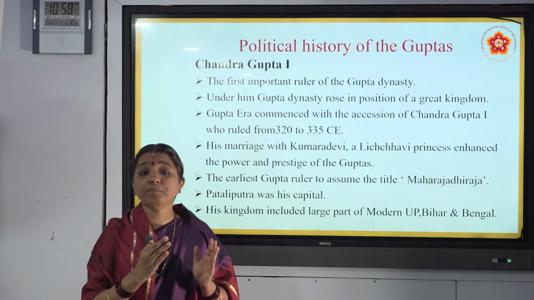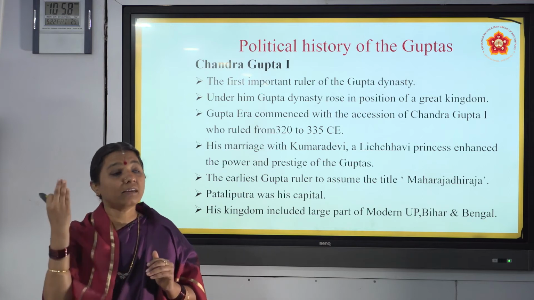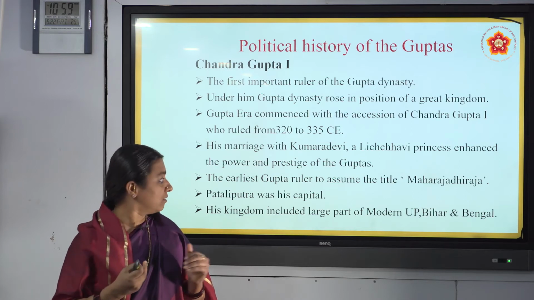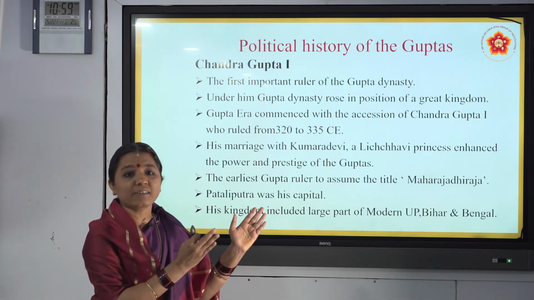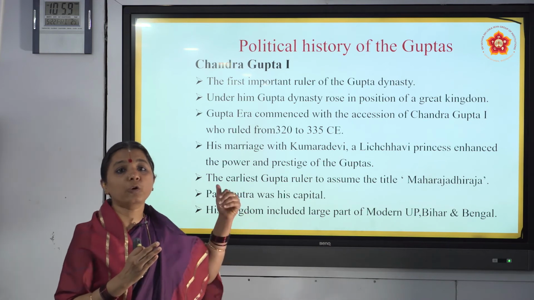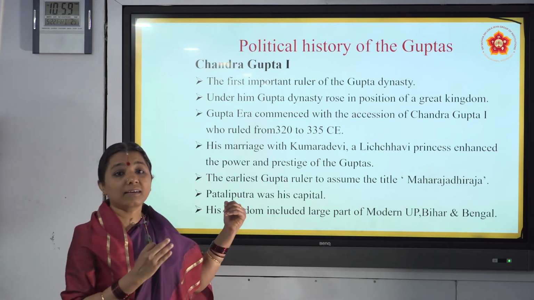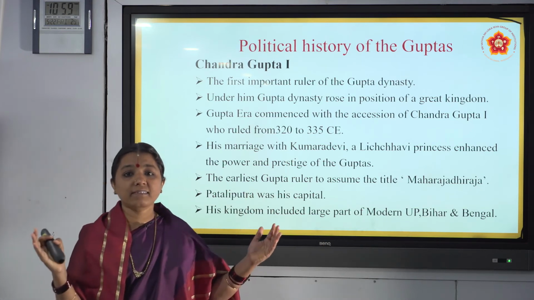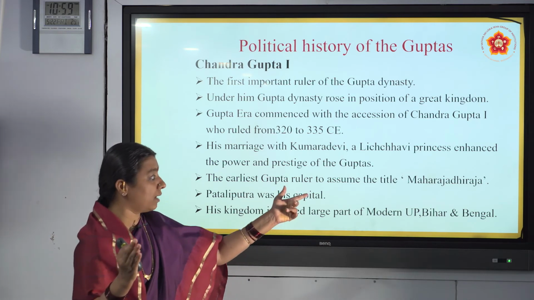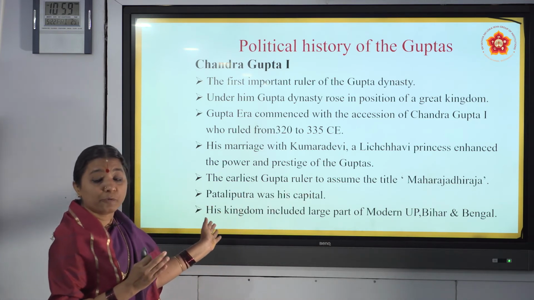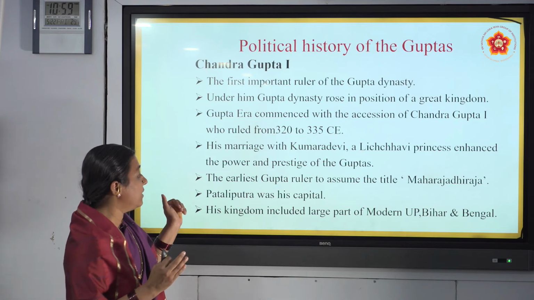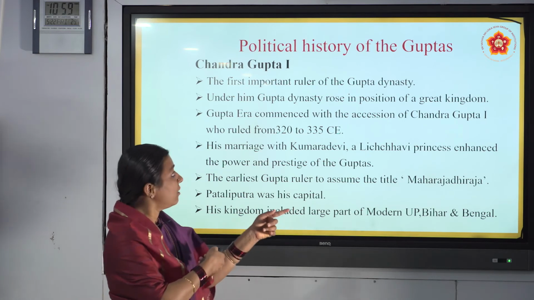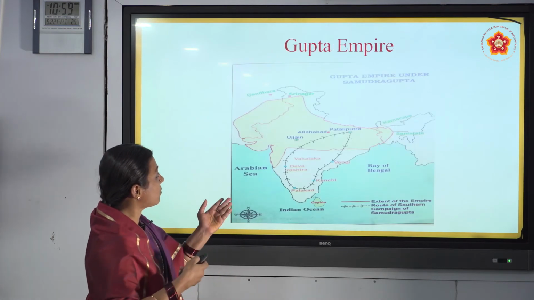So this marriage alliance played a pivotal role in bringing Chandragupta I the title Maharajadhiraja. This title is far superior to the earlier Gupta rulers' title. What is that? Maharaja. So after this marriage alliance, he got the title Maharajadhiraja, and Pataliputra became his capital, and his kingdom included parts of modern Uttar Pradesh, Bihar and Bengal. You can see that.